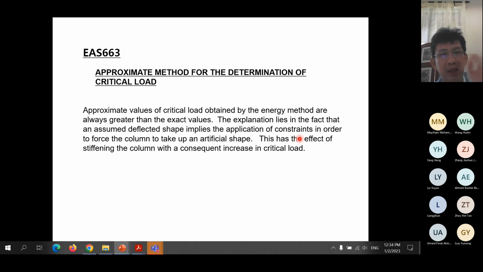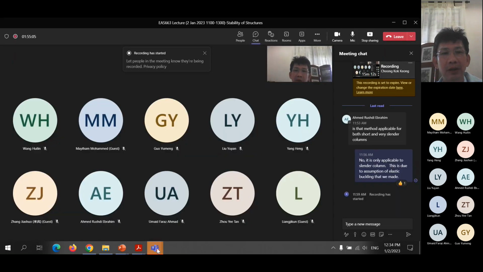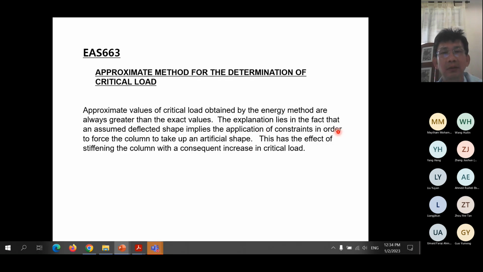To get the slightly bent configuration, we assume it must deflect like this, meaning that you already give some constraint for the column to deflect. So it is the application of a constraint in order to force the column to take up an artificial shape, because we make an assumption of this shape. The column has to deflect into that shape, so you have already applied some kind of constraint. And because of this constraint, it makes the column stiffer.